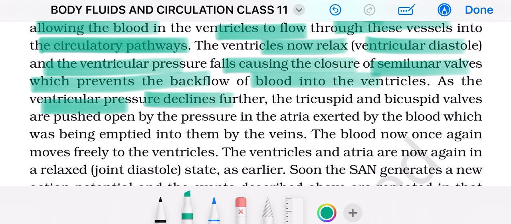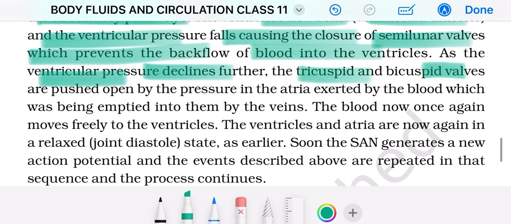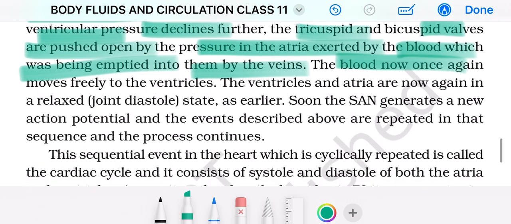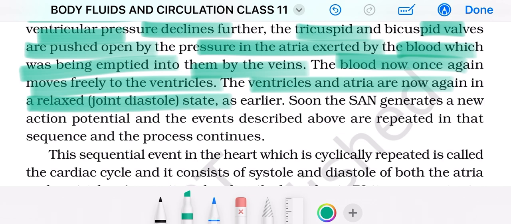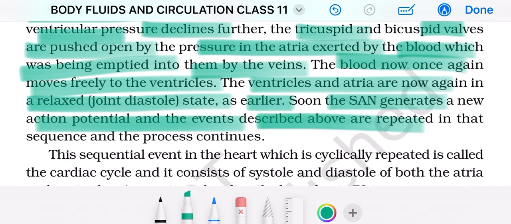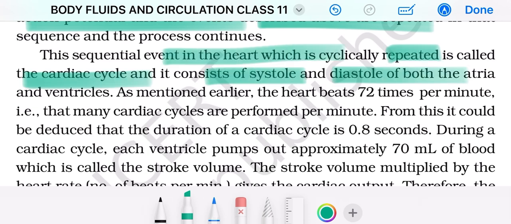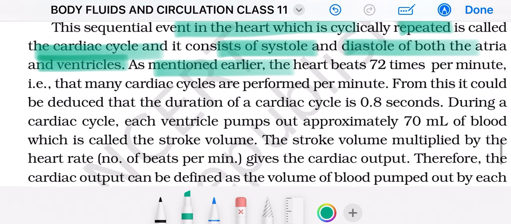As the ventricular pressure declines further, the tricuspid and bicuspid valves are pushed open by the pressure in the atria exerted by the blood which was being emptied into them by the veins. The blood now once again moves freely to the ventricles. The ventricles and atria are now again in a relaxed state, which is a joint diastole as earlier. Soon the sinoatrial node generates a new action potential and the events described are repeated. This sequential event in the heart, which is cyclically repeated, is called the cardiac cycle, and it consists of a systole and diastole of both the atria and ventricles as mentioned earlier.